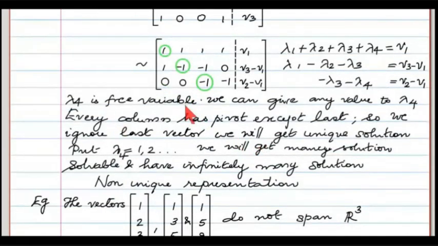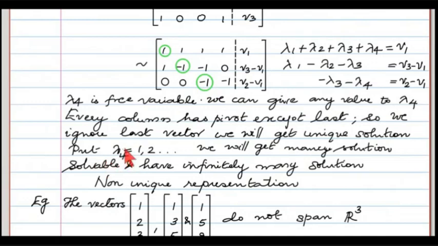Actually lambda 4 is a free variable, so we can give any value to lambda 4. Every column has a pivot except the last, so we can ignore the last vector. If we ignore the last vector, then we will get a unique solution. Here we don't have a pivot in the last column. That means if we avoid the last vector, we get a unique solution, meaning there are pivots in every row and in every column.